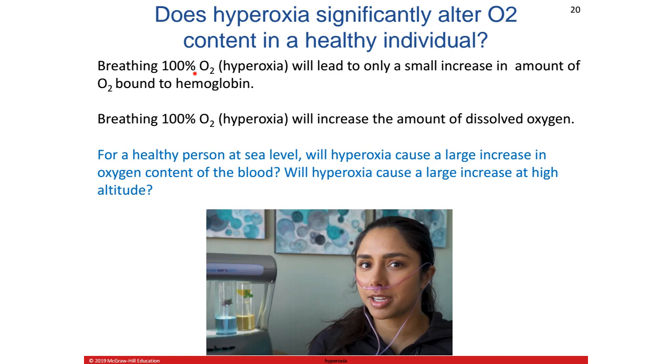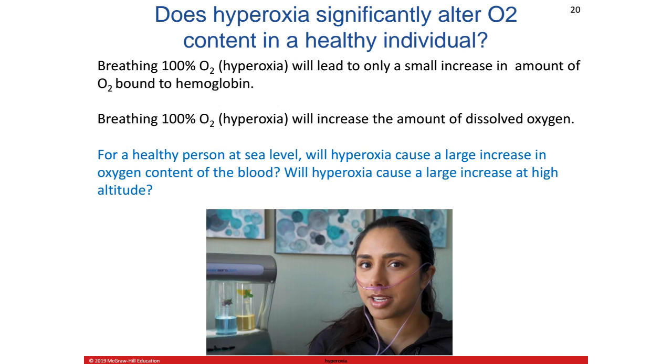If you're breathing 100% oxygen, this will in fact only lead to a small increase in the amount of oxygen bound to hemoglobin, because remember, we're already at 97%. And that's at 21% oxygen, right? The normal oxygen we're breathing. So perhaps you might go up a little bit, but you can't really go up that much higher, already at 97%.